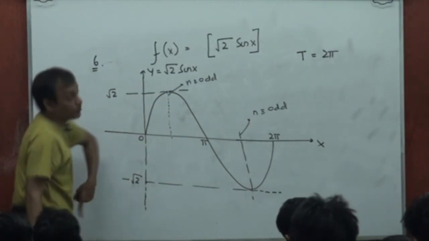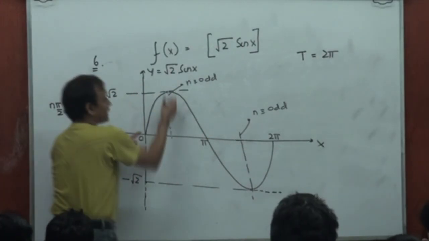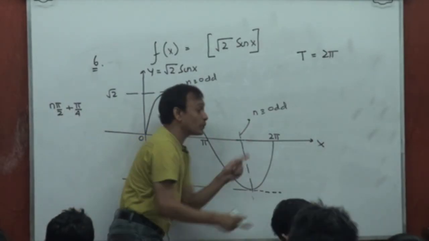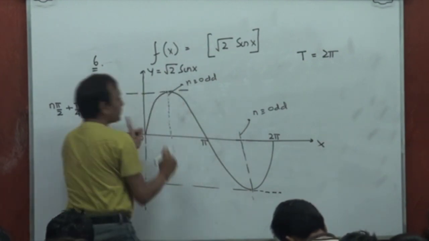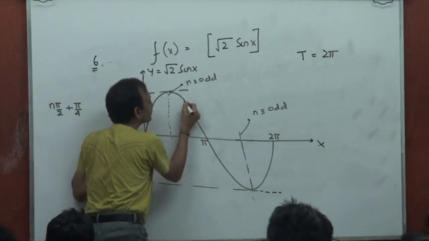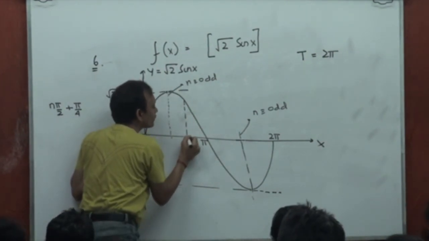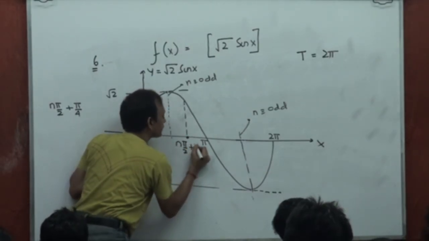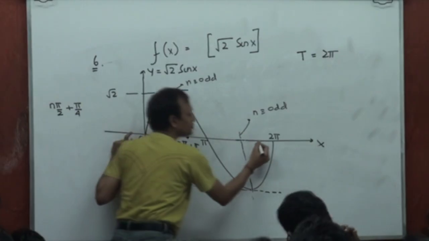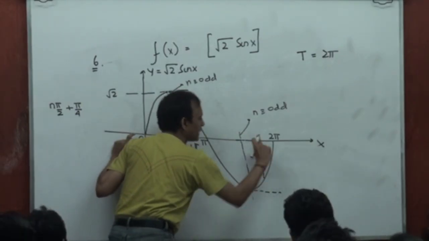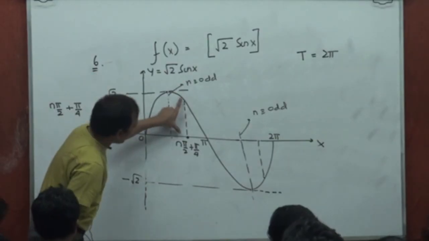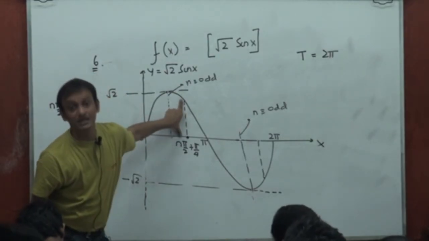Now n pi by 2 plus pi by 4. So this is like n pi by 2, one possibility. The other possibility of n pi by 2 is this, whenever n is odd. So plus pi by 4, this would be n pi by 2 plus pi by 4 kind of a thing when n is odd, right? So n pi by 2 plus pi by 4, let me imagine this.